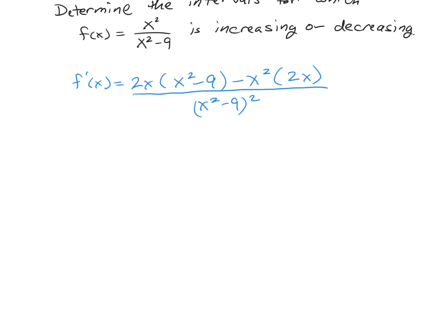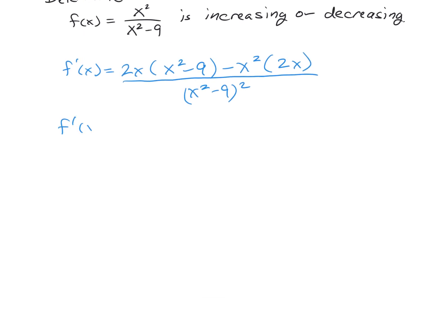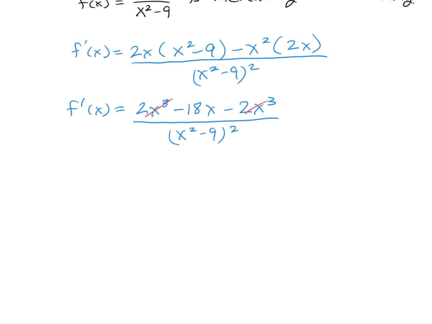All right, we can now simplify this derivative down. We have a 2x cubed minus an 18x and minus another 2x cubed, divided by x squared minus 9 squared. And our 2x cubes cancel out, and our derivative simplifies down to f prime of x is equal to negative 18 times x over x squared minus 9 squared.